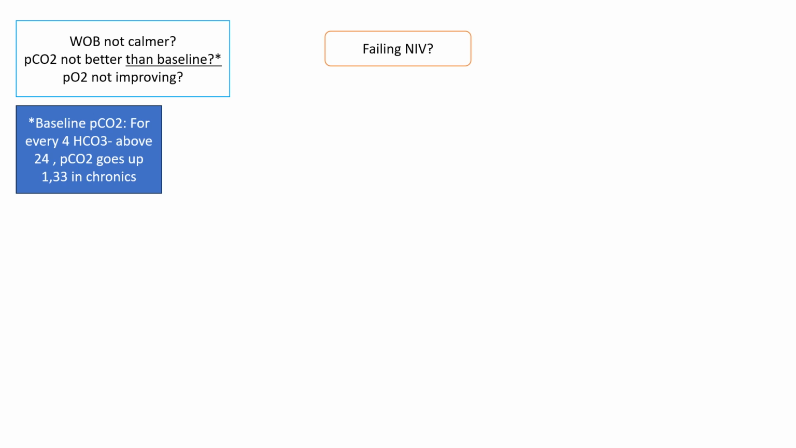Here's a way of calculating the baseline. For every 4 bicarb on the gas above 24, PCO2 goes up 1.33 in chronics. Then you can calculate. Yeah, exactly.